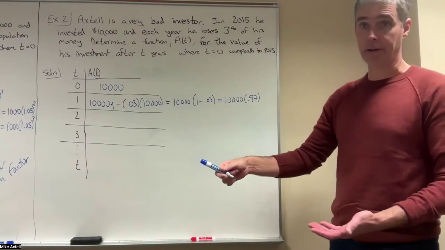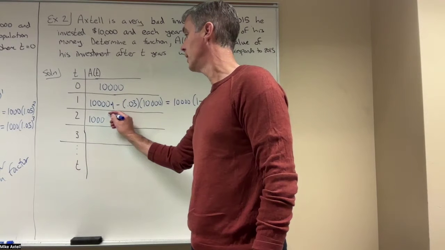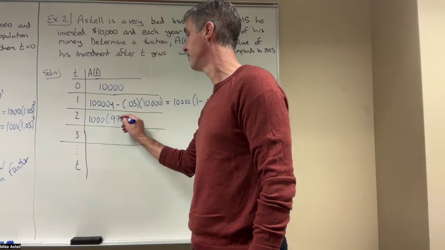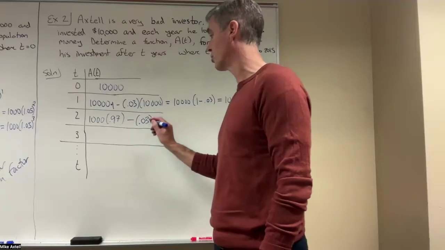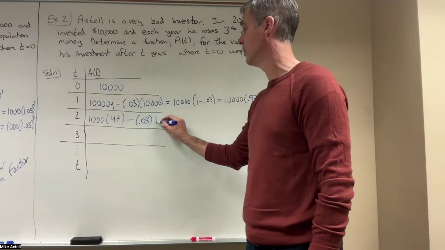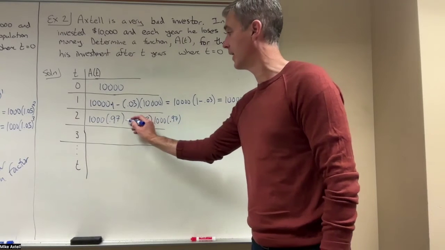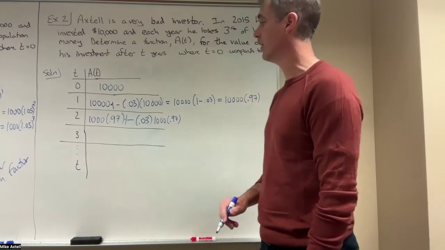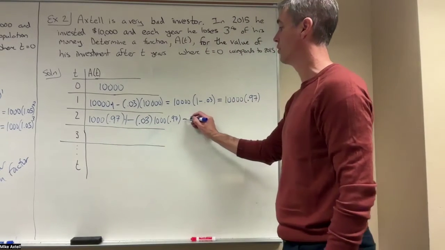One year later, my investment a year ago was 10,000 times 0.97, and now I'm going to lose 3% of that. So I subtract 0.03 times what I had a year ago. Again, I could imagine a 1 sitting there. So now I can factor out the 10,000 and the 0.97 from both terms.